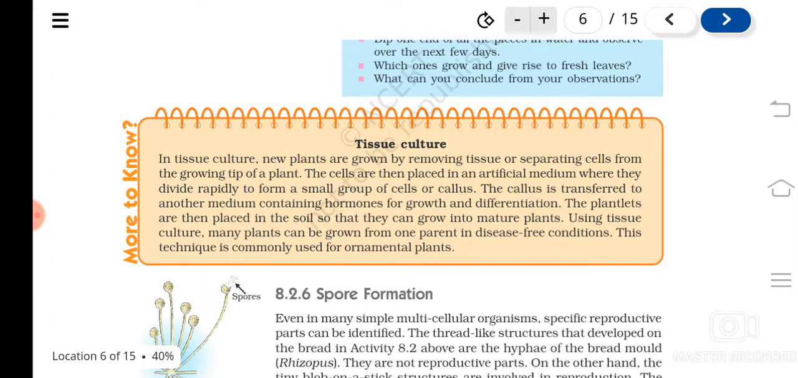Also known as micropropagation. Here you can see that from a small part of a plant, a mass of cells called callus is formed, and then this callus will get differentiated into different parts and they will grow into a new organism.